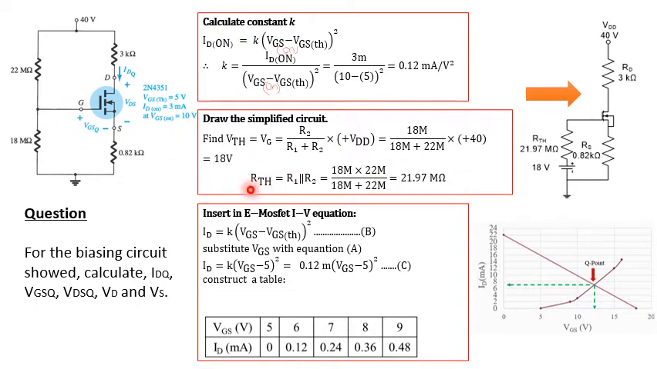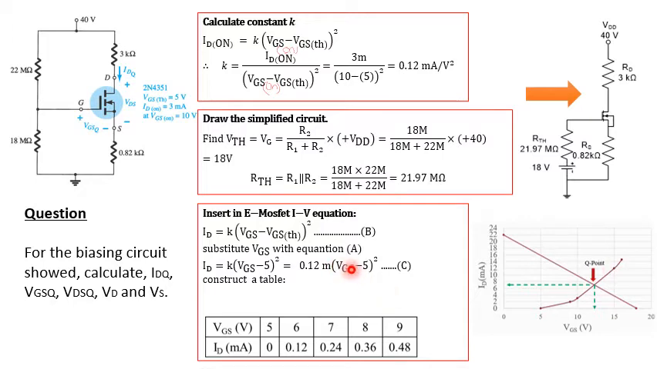Meanwhile, to calculate the value of the Thevenin resistance, it is R1 parallel with R2. Then by using this equation, you just insert the value. Just now we have calculated the value of the K, right? So this one is 0.12 milli. And the VGS, we don't know the value of the VGS. We don't even know the transfer curve of the circuit.